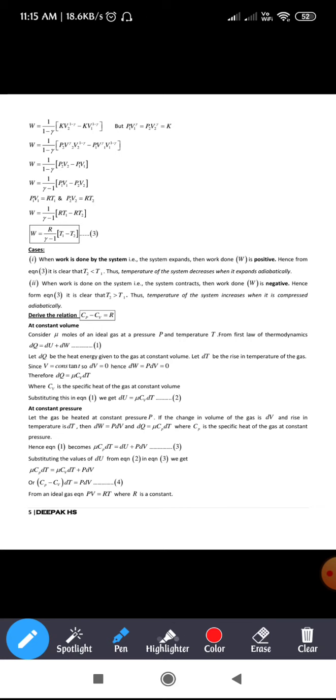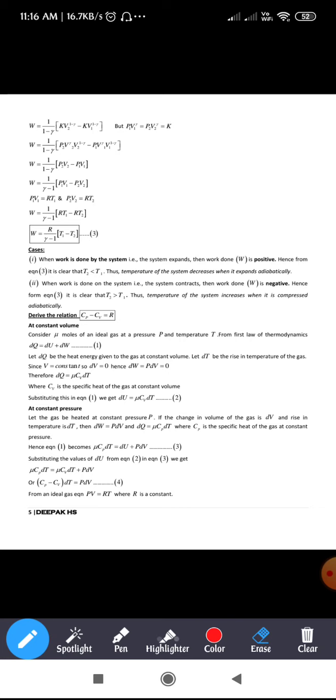So that is the thing. Next, from equation 2, when work is done on the system, that is, the system contracts, then work done is negative. Hence from equation 3, it is clear that T2 is greater than T1.